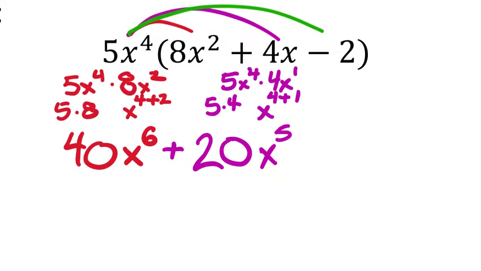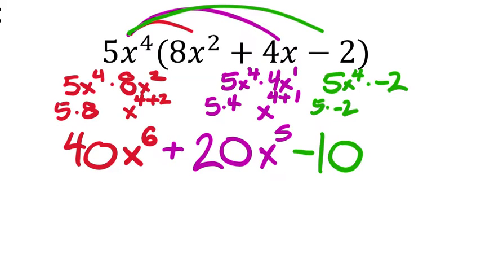And then this final distribution to the negative 2, well, 5x to the power of 4 times negative 2. So the numbers, 5 and negative 2, I'm going to multiply those to get negative 10. And then that x to the power of 4, it has no other x's to multiply with, so it just comes out as an x to the power of 4.